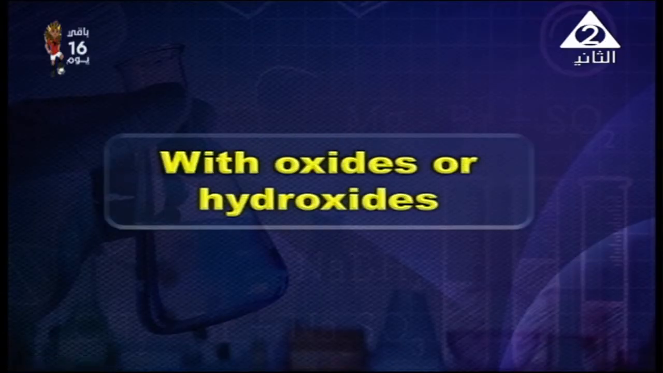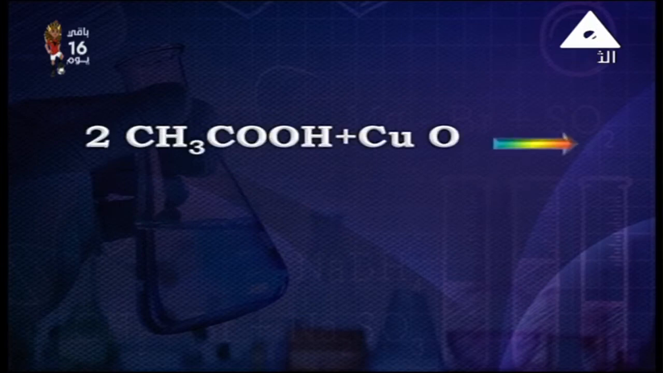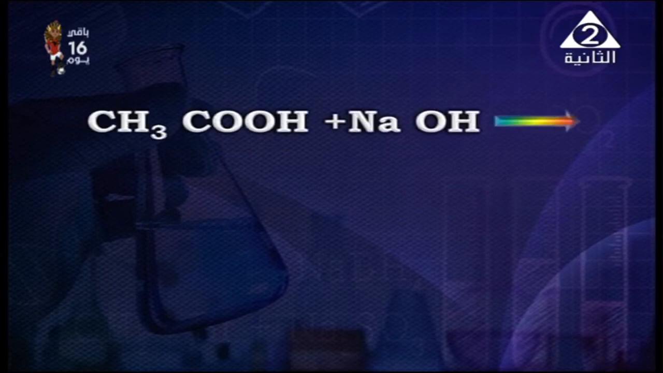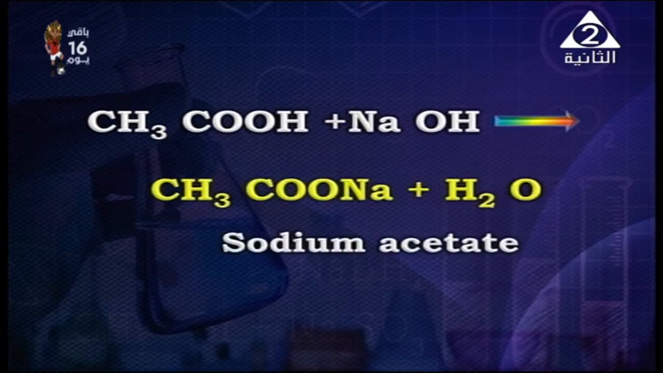Here's the reaction with oxides or hydroxides. For example, the reaction of acetic acid with copper oxide. It gives copper acetate and water is produced, as shown on the screen. Or the reaction of acetic acid with sodium hydroxide gives sodium acetate and water is produced, as the equation proceeds on the screen.